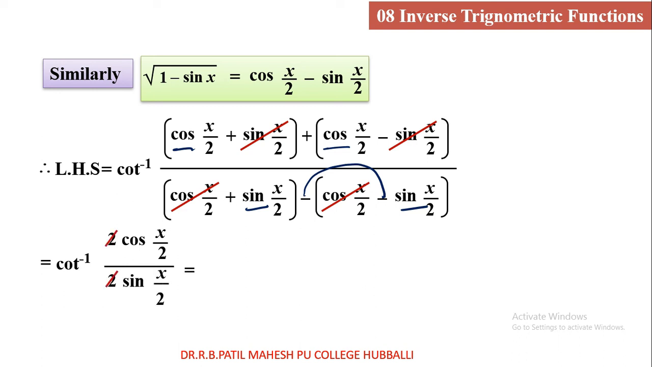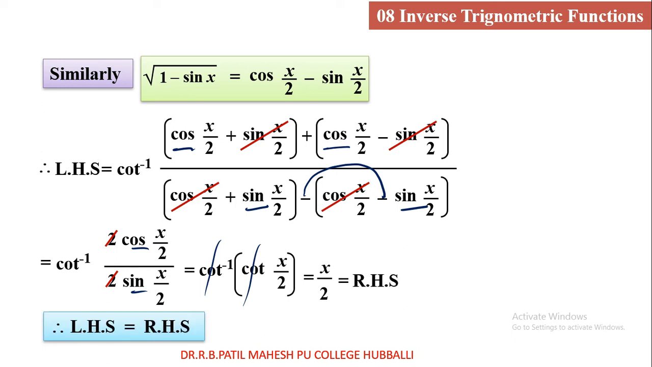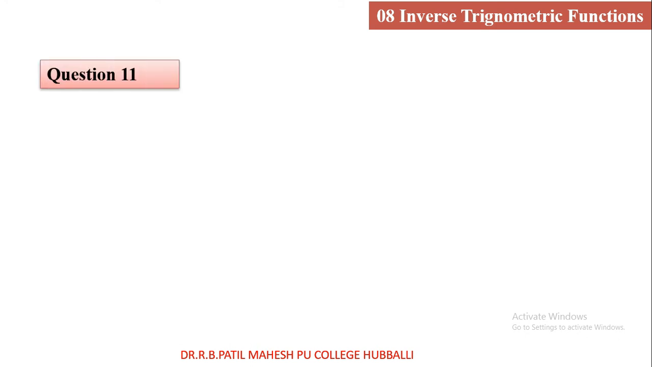So cot inverse of cos x by 2 upon sin x by 2 is cot x by 2. Then finally everyone can say that cot inverse and cot are removed, the value will be x by 2. Hence this is going to be the RHS. We proved LHS is equal to RHS.